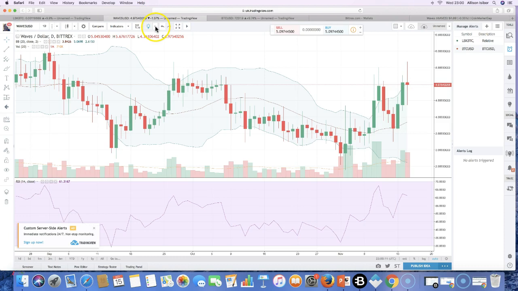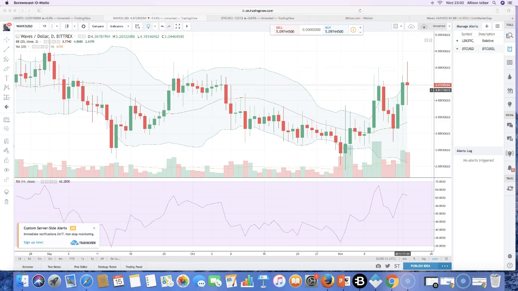So if you come on here to TradingView, TradingView is a website where you can go and register for free. They do have a paid option, but I just use a free version because of the indicators that are there. So the two indicators I use on TradingView are the Bollinger Bands here and the Relative Strength Index.